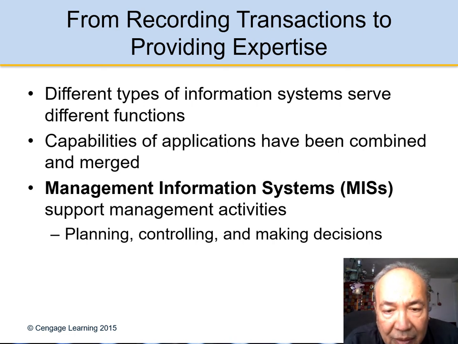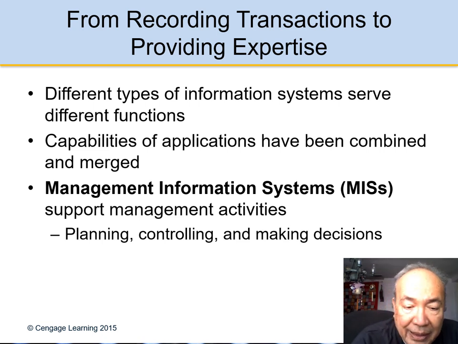From recording transactions to providing expertise. Different types of information systems serve different functions. Capabilities of applications have been combined and merged. Now we have what we call management information systems, which support management activities. What are the functions of management? Planning, organizing, directing, and controlling. That is what management information systems do, and that is what the class is all about. So all the chapters for every week up to the end will be talking about parts of this, parts of planning, parts of controlling, and making decisions.